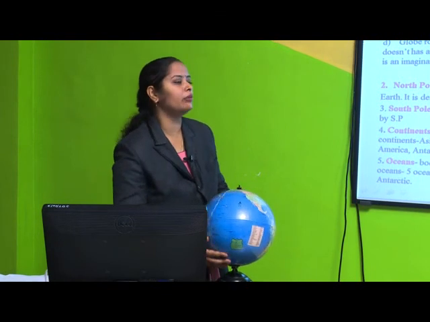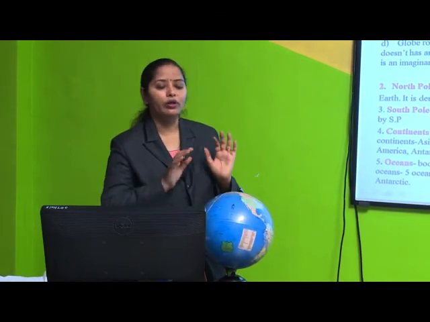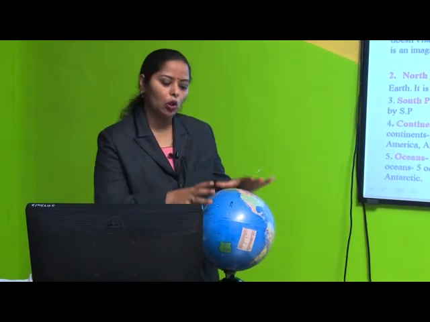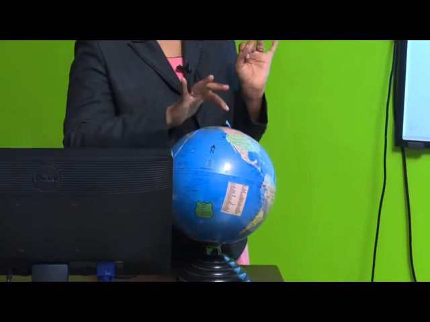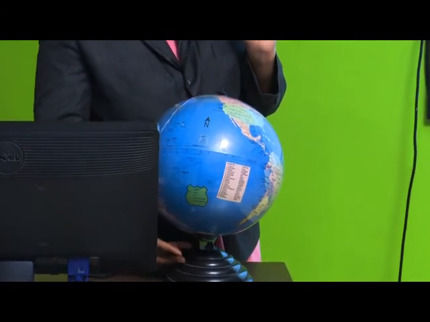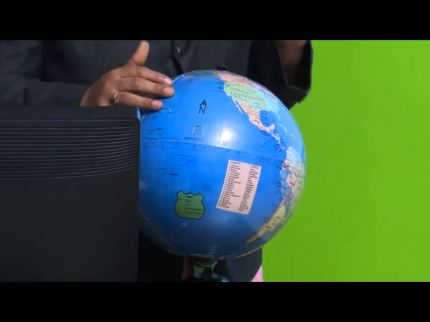So these were some geographical features of the globe. So again we will repeat, what are the geographical features of the globe? First one axis, then North Pole, third one South Pole, again continents and last one oceans.